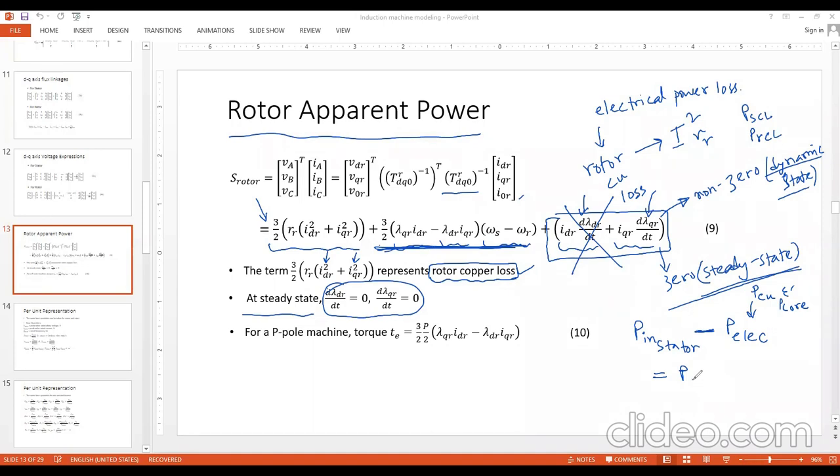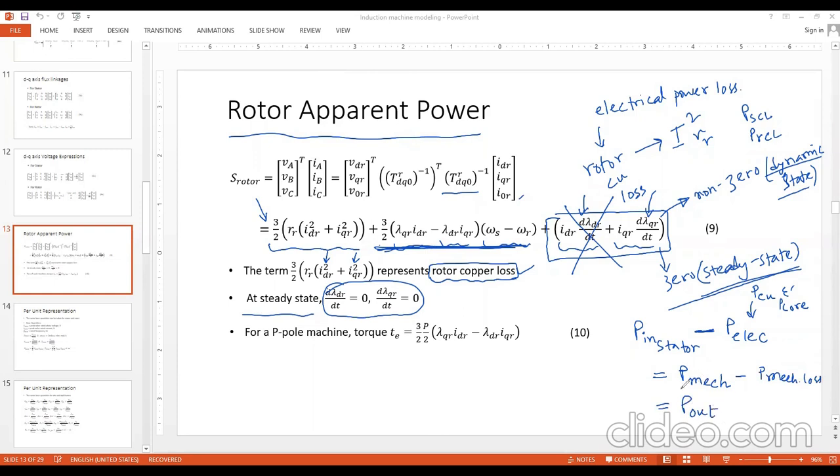Rather, it should be P available. We can write it like this: P available for mechanical, or P mechanical. Give it some name, P mechanical. And now, if you deduct the mechanical loss from P mechanical, that would be your P output. So this is the final P output.